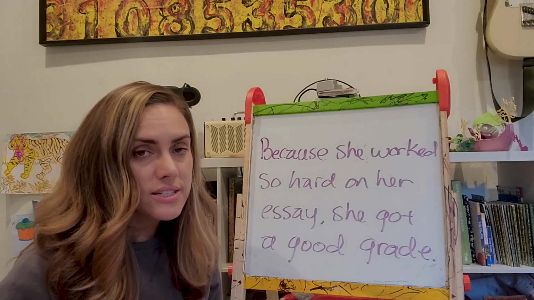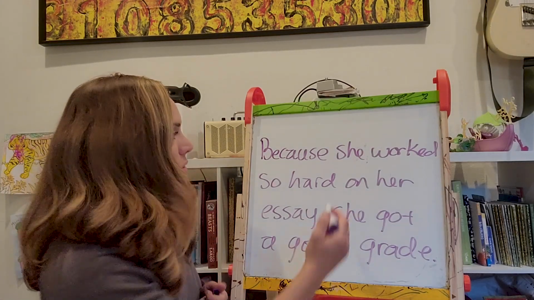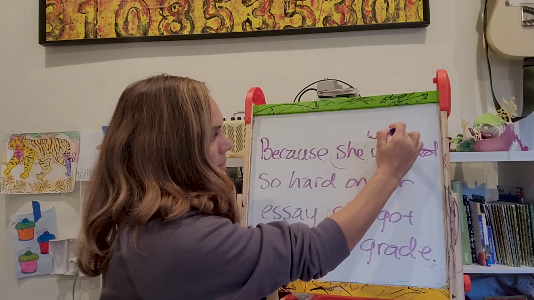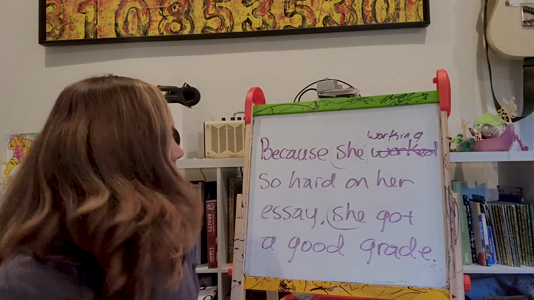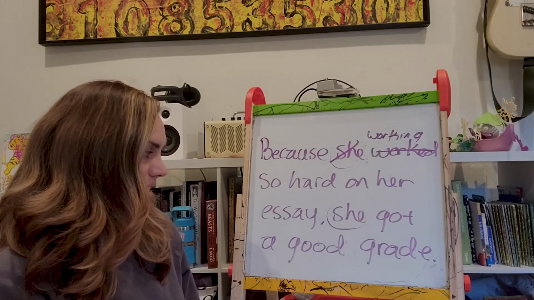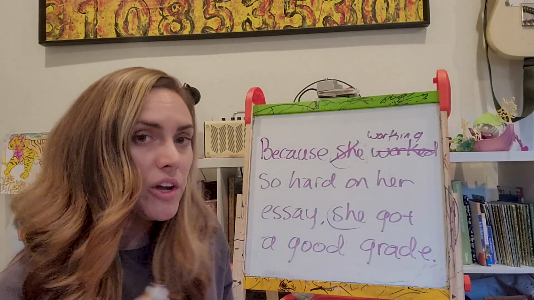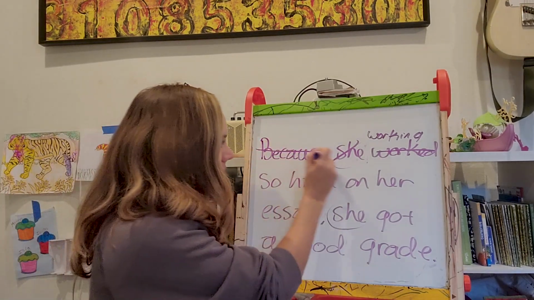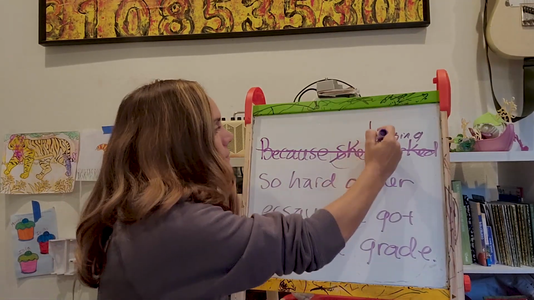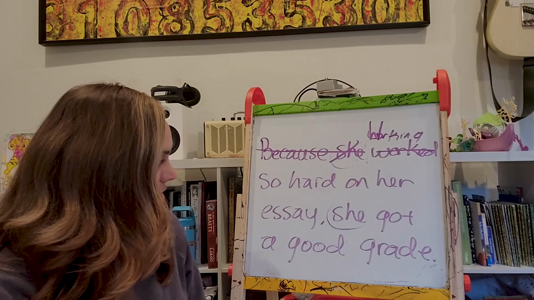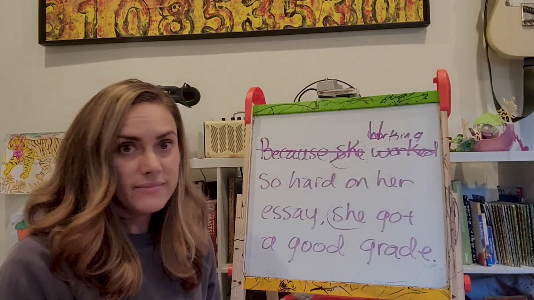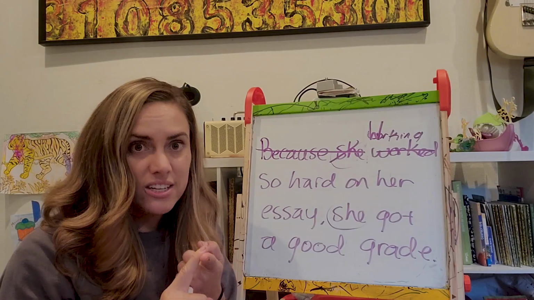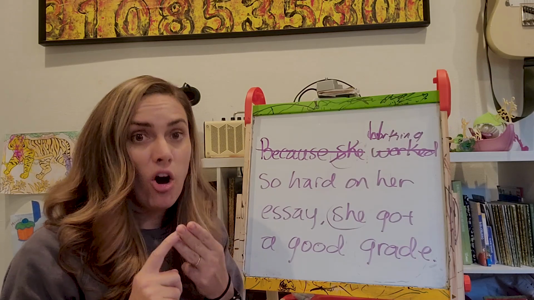Now, if you were to reduce this in the same way that I just said, it wouldn't work. You would take out the subject because they're the same subjects, and you would change this to "working." And you would say, "Because working so hard on her essay, she got a good grade." That's not correct. What you need to do in this case is take out the word because as well. And then you start with the verb. And you just say, "Working so hard on her essay, she got a good grade." That's it. So with because, you have a special exception, and you just need to take out the subject, turn the verb to an ing form, and then also take out the word because.